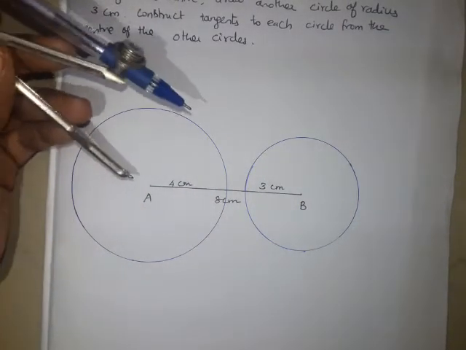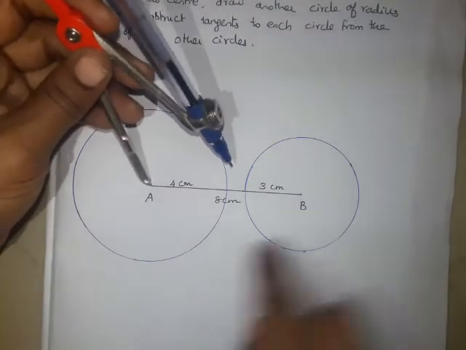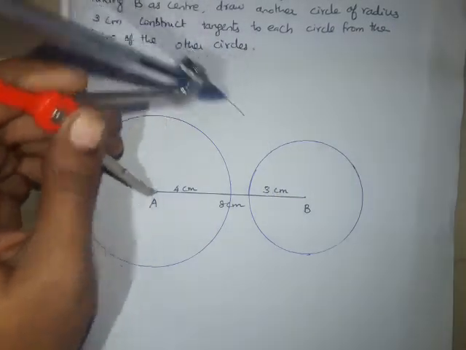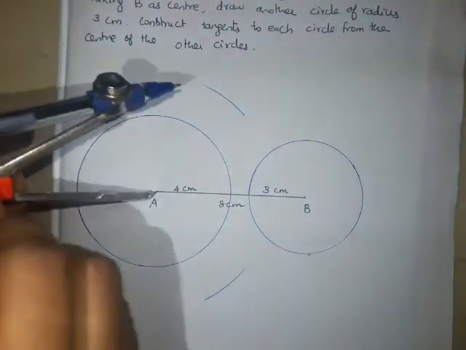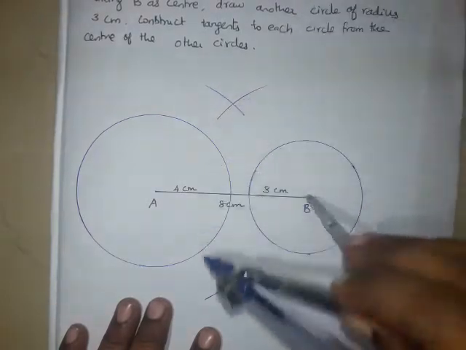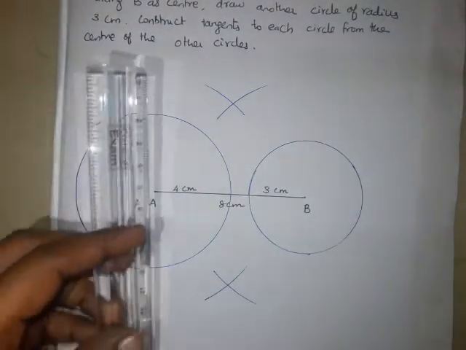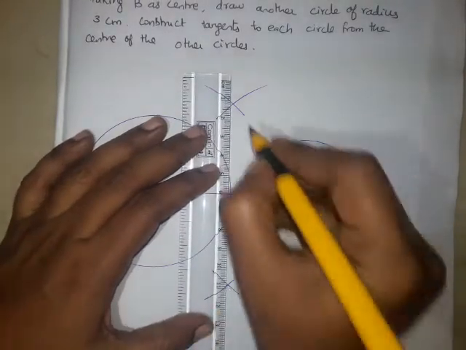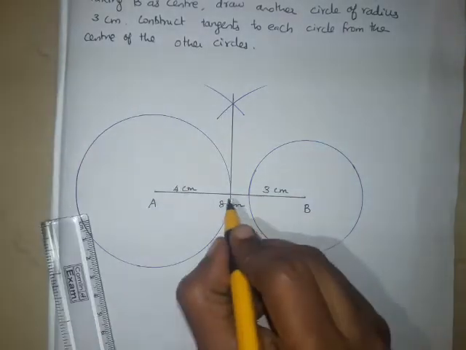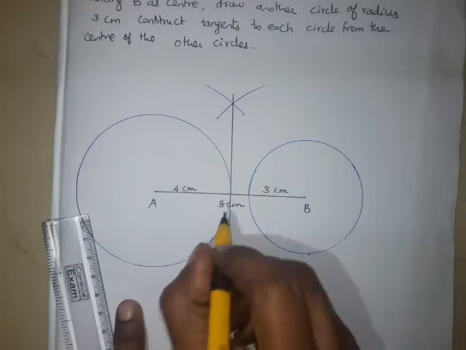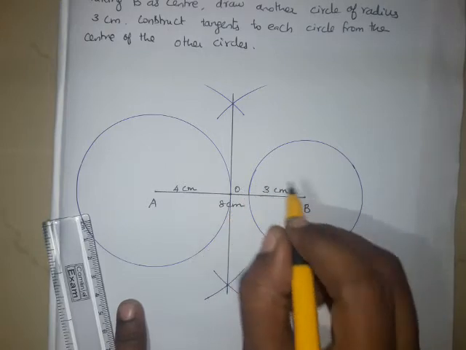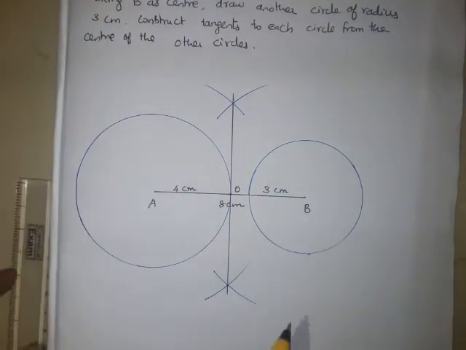Now perpendicular bisector, we need perpendicular bisector of length AB. So measure more than half of the line AB. Draw arcs. Then without changing the compass measurement, B as a point, draw the arcs like this. Now join the points. Now this is the perpendicular bisector of AB which intersects AB at a point O. Now you have a new intersection point O.